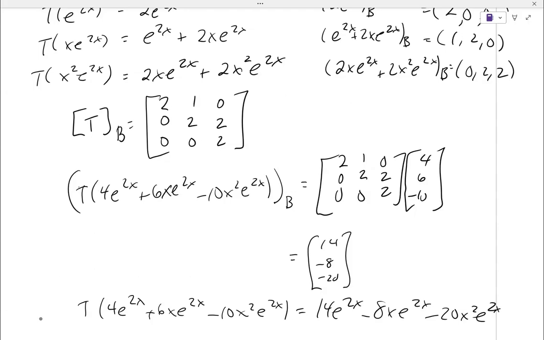And you can check that this is the right answer. This gives me 8e^(2x). When I differentiate this x here, I'll get a 6e^(2x). 8 plus 6 gives me the 14e^(2x) when I collect those terms. I get a 12x and then a minus 20x when I differentiate this x^2 on that one. 12 minus 20 gives me negative 8. And then finally, if I differentiate this one, I'll get a negative 20x^2. So we really do get what we said we get.